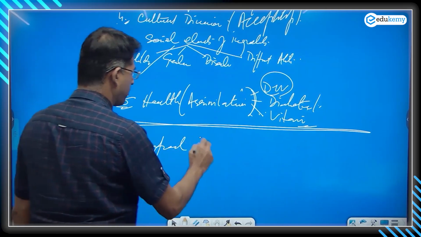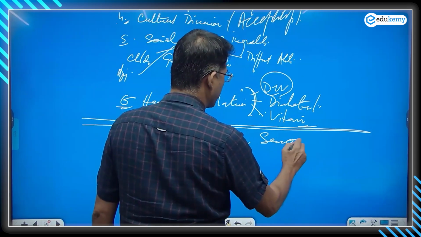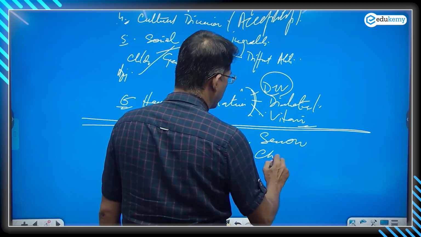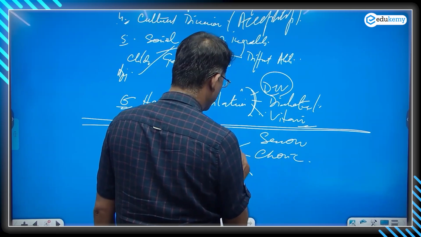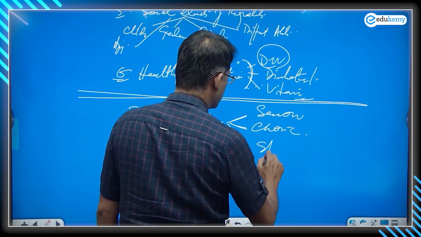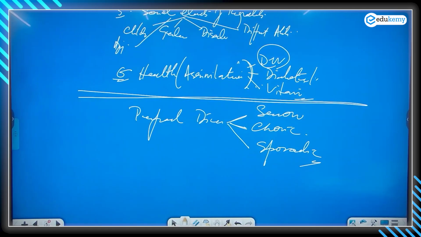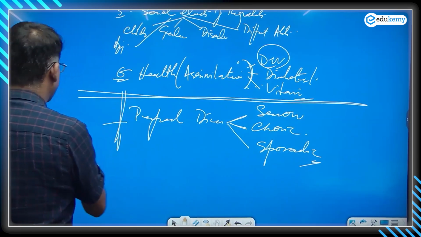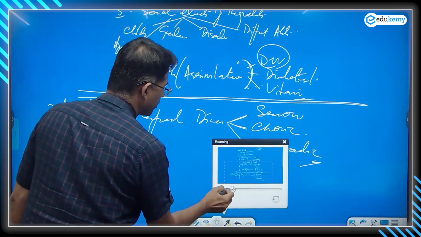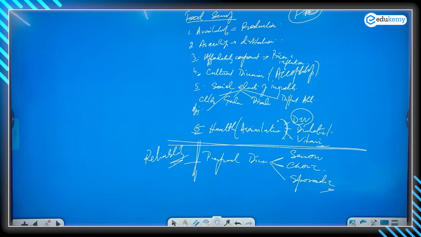Now besides this, there is a temporal dimension of food security. There is a temporal dimension in terms of whether it is a seasonal problem, a chronic problem, or a problem which is sporadic, happening now and then. Okay, so this is the element of reliability. Somewhere in any answer on food security, this must be moving in your mind. Okay, these are the elements.